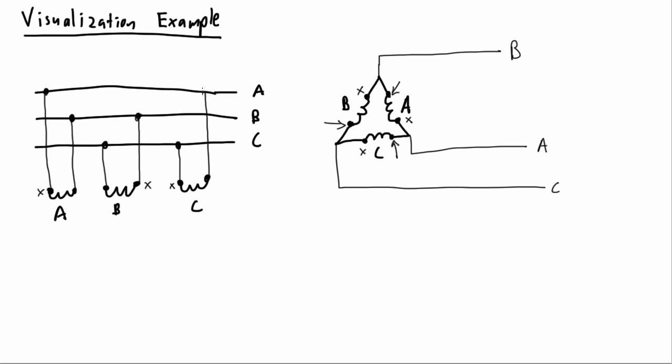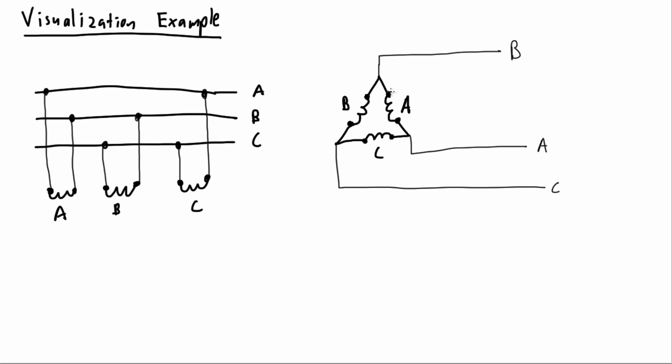Now you may stop and say, well, we already have connections at those points. But you see, what we talked about with the delta construct is there are two connections necessary for every single line. So we have three incoming power lines, but six total connections.